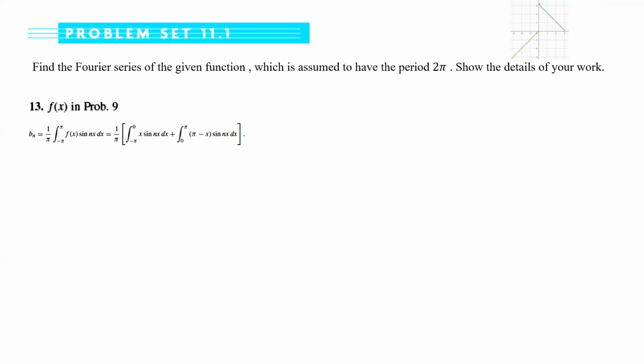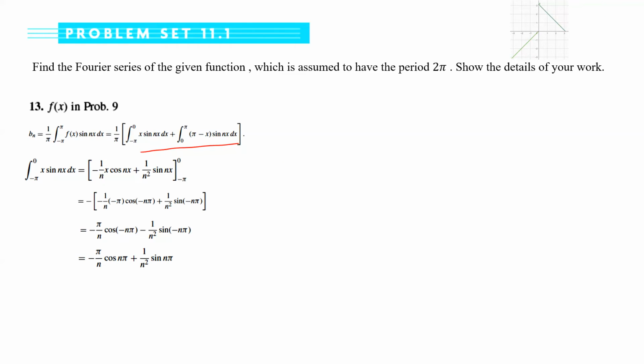Now we have to find the values of Bn. So the formula for Bn is 1 over pi integral from minus pi to pi of f(x) sin nx. And again, the function is defined piecewise, so we have to split this integral into two parts, and we'll be calculating both integrals one by one. So the first integral is minus x sine of nx. Again, with the help of integration by parts, we have this result, and after applying the limits, we have this result.